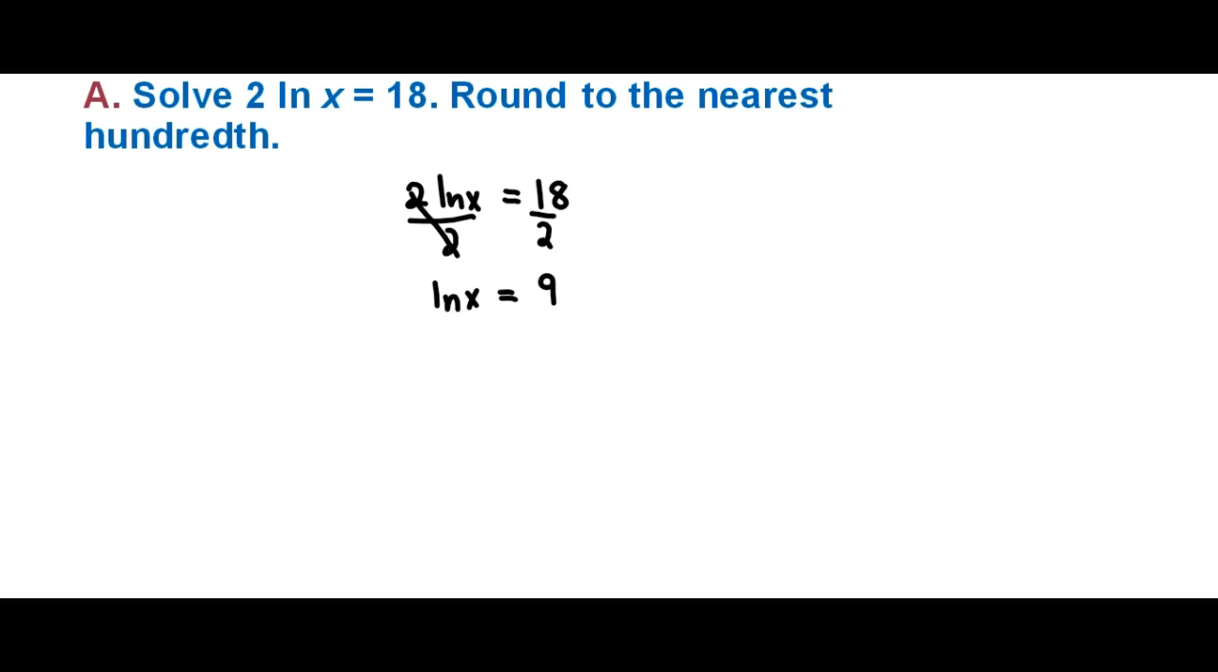Now remember, the inverse of natural log is taking e to that power. So what we can actually do is take e to the power of both sides. So if we take e to the ln of x equals e to the ninth, that e and the ln essentially cross each other out. So we're left with x equals e to the ninth.